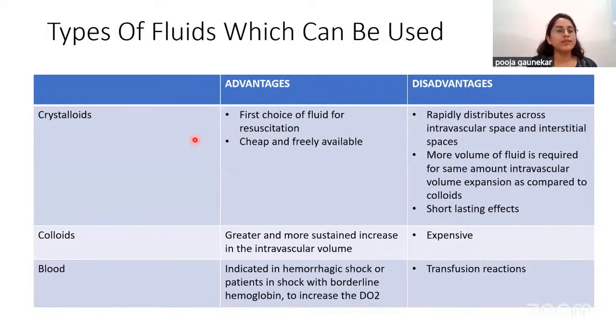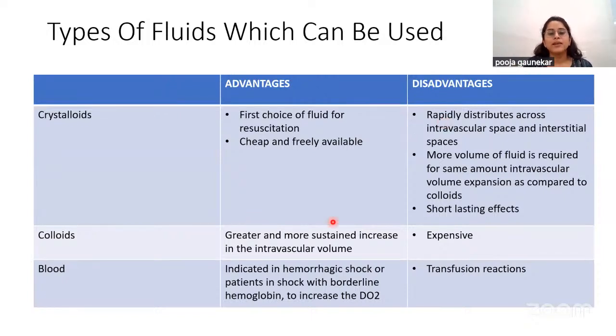So what are the fluids that we can use? So there are broadly crystalloids and colloids. Crystalloids are usually the first choice of fluid for resuscitation as it is cheaply available and readily available. But the disadvantage with crystalloids is it gets rapidly distributed across the intravascular and the interstitial space, and you require more volume of fluid for the same amount of intravascular volume expansion as compared to the colloids. Also, the effect with crystalloids is very short lasting.